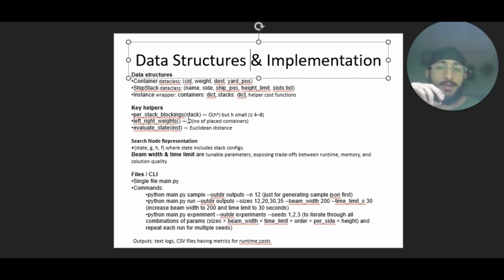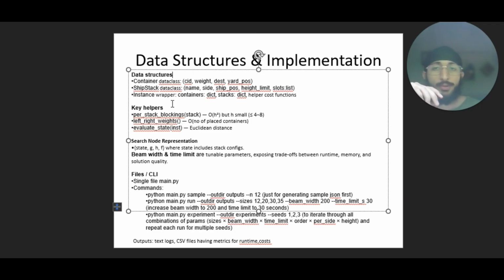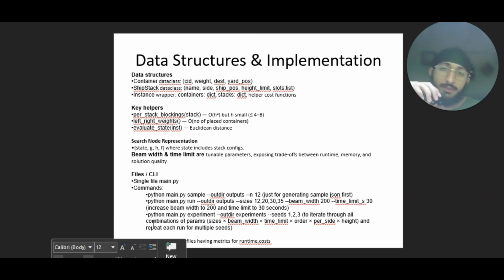Now going over to data structures and implementation. Talking about the data structures, we have the container data class, which encapsulates all the essential attributes that we need for a container.